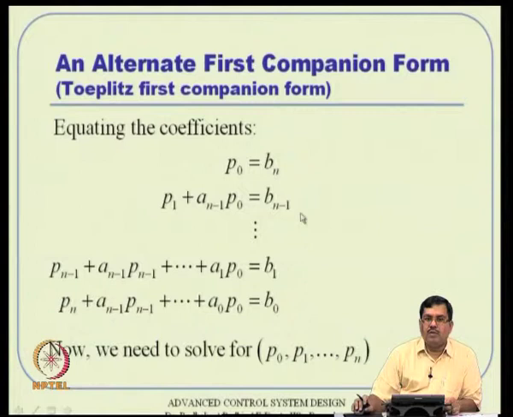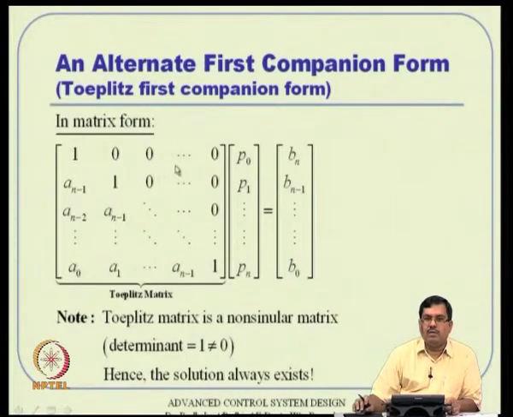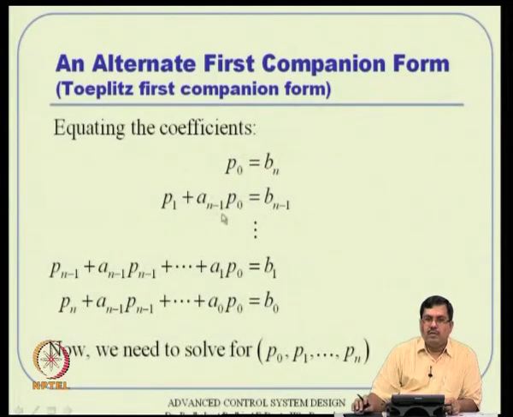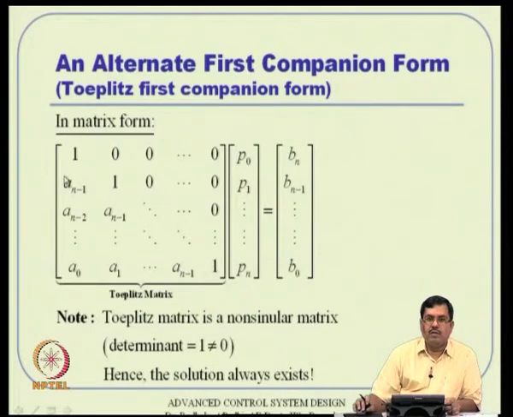The first equation is simply P 0 equal to V n, so that is 1, everything else 0, equal to V n. The second one is a n minus 1 times P 0 plus 1 times P 1 is equal to V n minus 1. That way I can construct this. So, this is the set of equations, and that is why the name Toeplitz comes, because if you observe this matrix, this is essentially a lower triangular matrix, and this specific form is called the Toeplitz matrix.